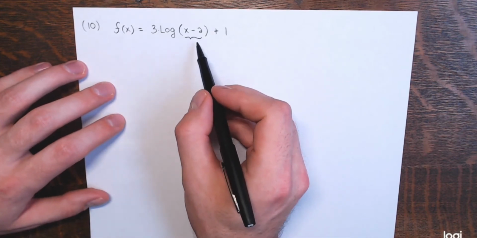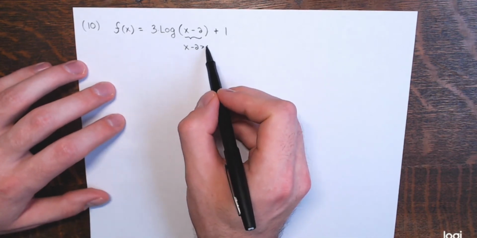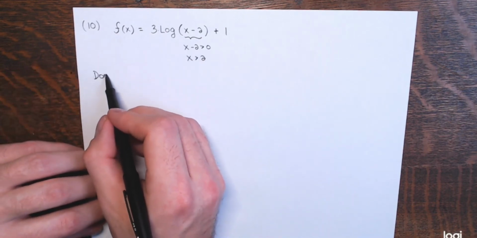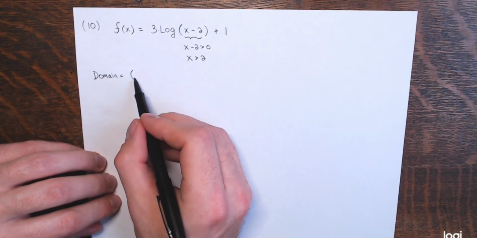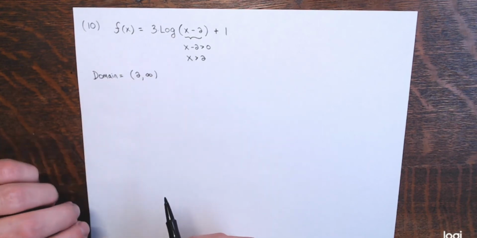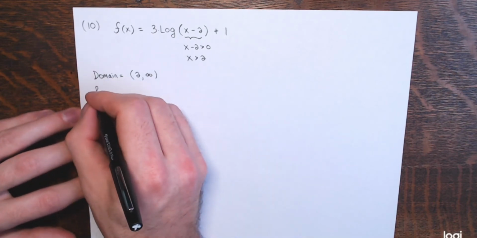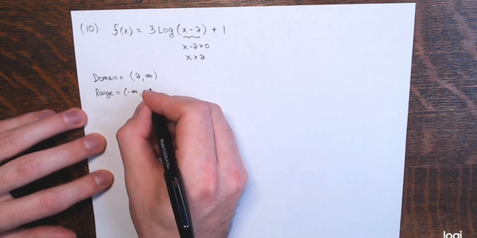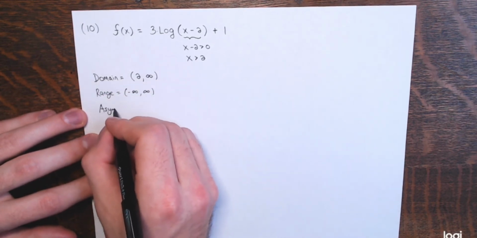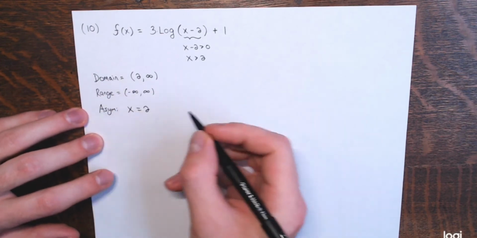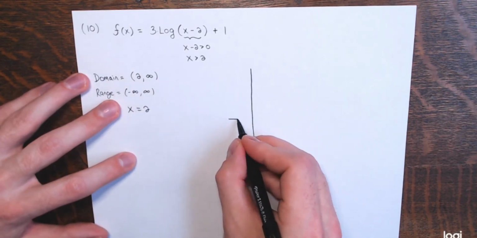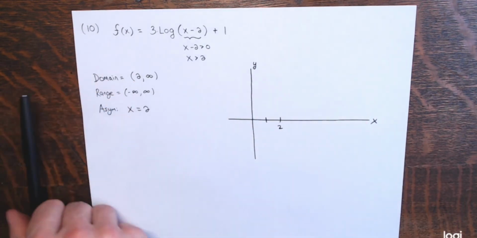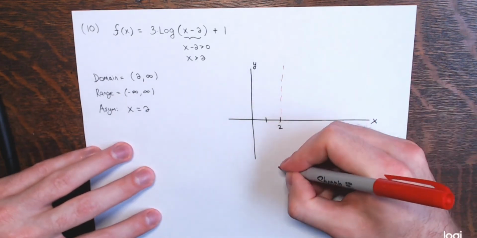So x minus 2 needs to be positive. X needs to be greater than 2 then. So the domain of this function is all values greater than 2, right? So from 2 to infinity, not including 2. The range is all real numbers, as always, for these logarithms. And the vertical asymptote is going to be at x equals 2 then. So here's x equals 2. Put an asymptote there, a nice dashed vertical line. The graph won't touch that.